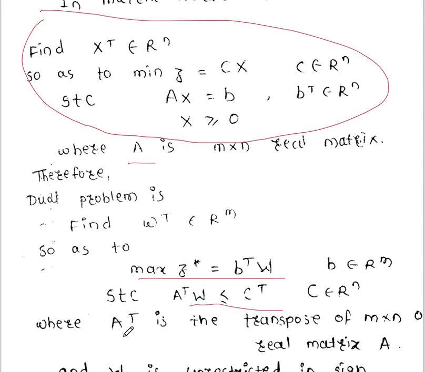Okay. So if the dual problem is in the form of maximization, then this sign should always be less than or equal to. Okay.